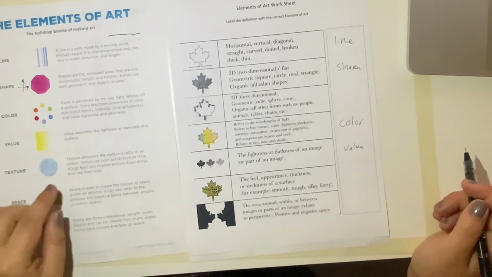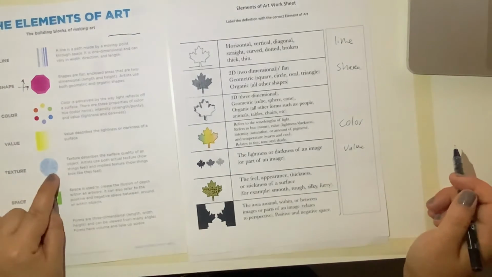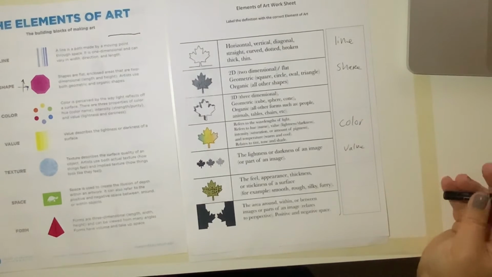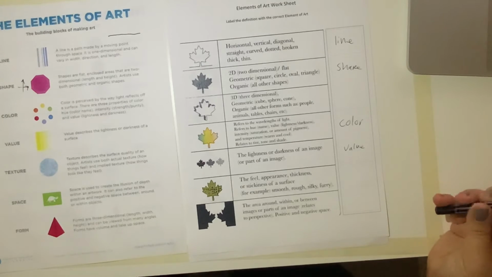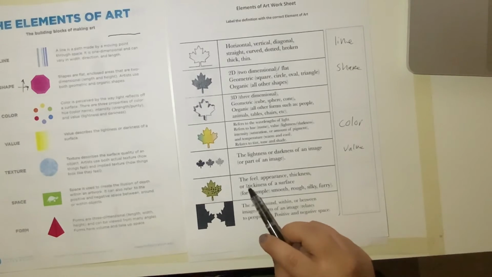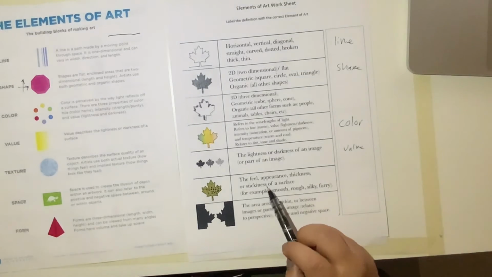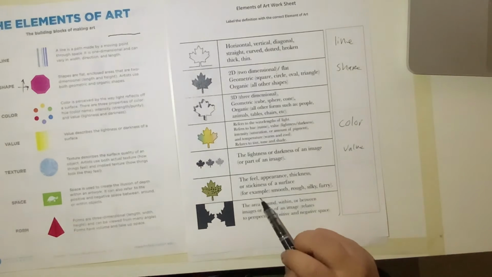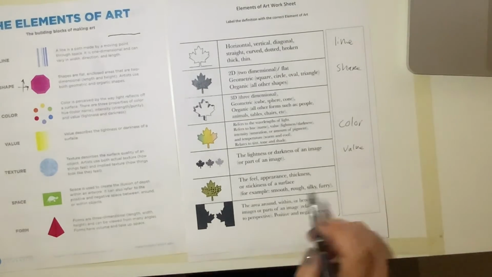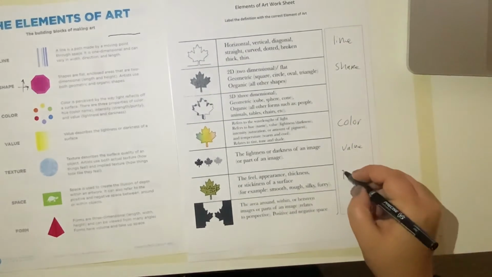Okay, so this next one here is texture. You have to look really close to see the texture in this little picture here. Texture describes the surface quality of an object. Artists use both actual texture, how things feel, and implied texture, how things look like they feel. So this one here talks about the feel, okay, that's the same. The appearance of thickness or stickiness of a surface. For example, smooth, rough, silky, furry. Those would all be specific examples of texture.